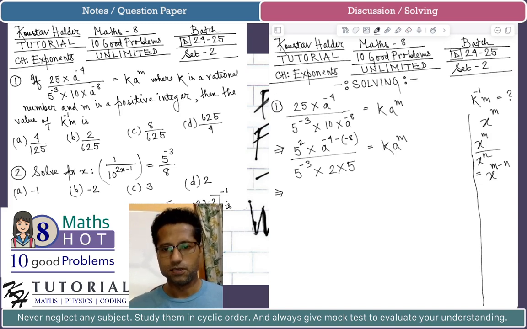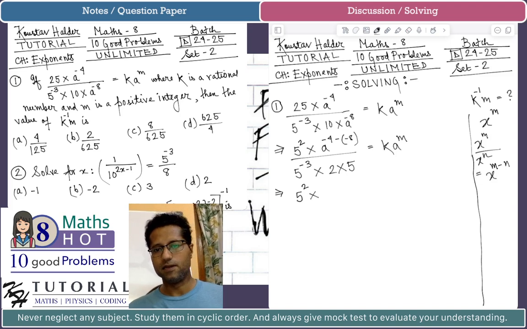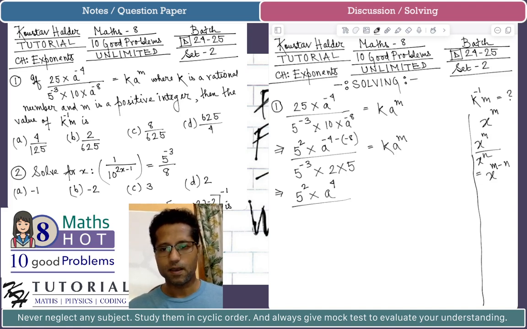Okay, so this is 5 square multiplied by a to the power minus 4, subtracting minus 8 from minus 4 gives 4. So we have a to the power 4 divided by, and in the denominator we have 5 to the power minus 3 and 5. So we will add up the powers, that is minus 3 plus 1 becomes minus 2. So this is 5 to the power minus 2, and we have in the denominator 2.